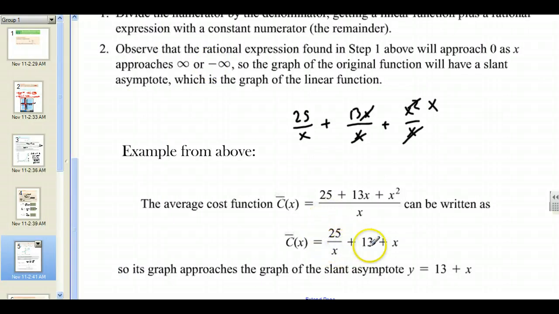So that piece right there is virtually 0, gone. And what are we left with? We're just left with x plus 13. So there's where that equation of that slant asymptote is coming from. Do the long division, whatever linear function's there is your slant asymptote, and just ignore anything that has the x or the variable in the denominator.